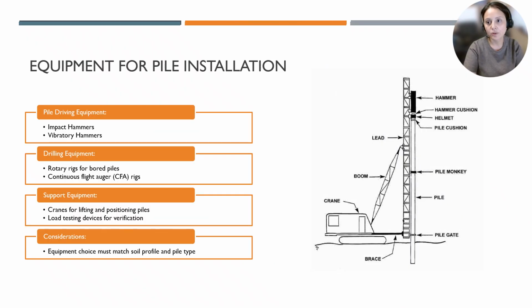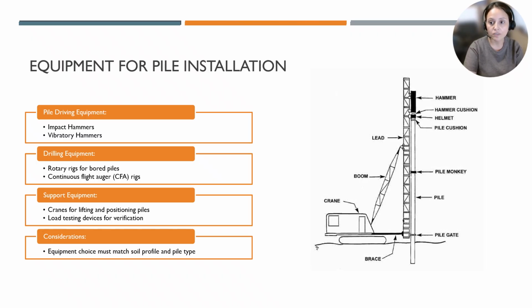Pile installation requires specialized equipment, and the setup depends on whether piles are being driven or drilled. For pile driving, two types of hammers are most common. Impact hammers deliver repeated high energy blows to drive the pile downward. They can be powered by diesel, hydraulic systems, or compressed air, and each has different performance and environmental considerations. For example, hydraulic hammers allow more control over energy levels, while diesel hammers are more portable but much louder.